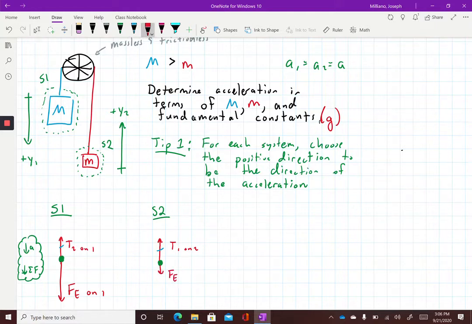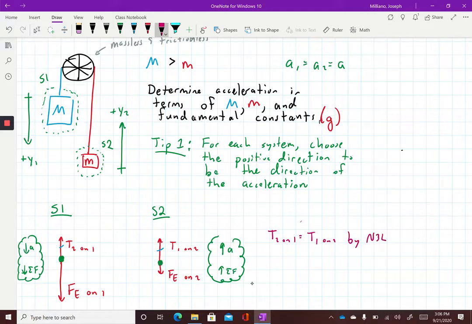The gravitational force that the Earth exerts on 2 must be less than the gravitational force that the Earth exerts on 1 because it has less mass. But also this gravitational force must be less than the tension force on system 2 because overall the acceleration for this system is up, which means that the sum of the forces must be in the upward direction. And then we'll note off to the side here that T2 on 1 equals T1 on 2 by Newton's third law.